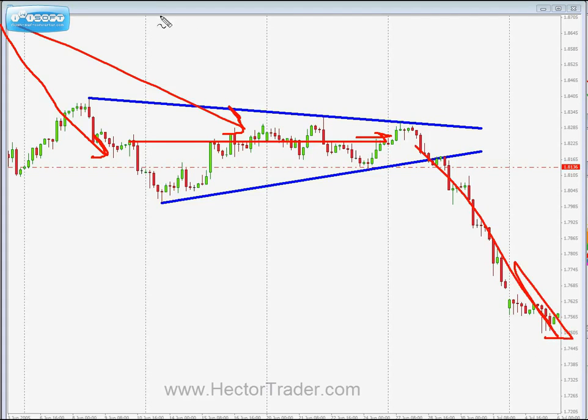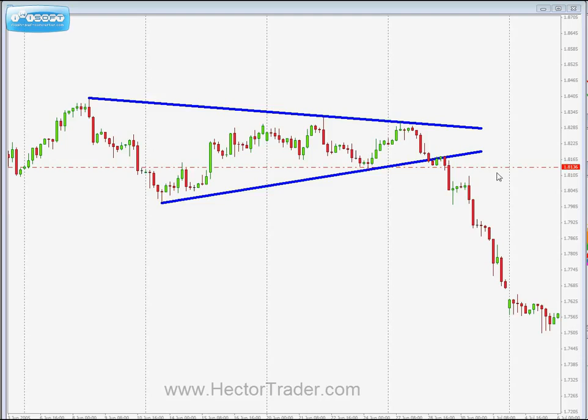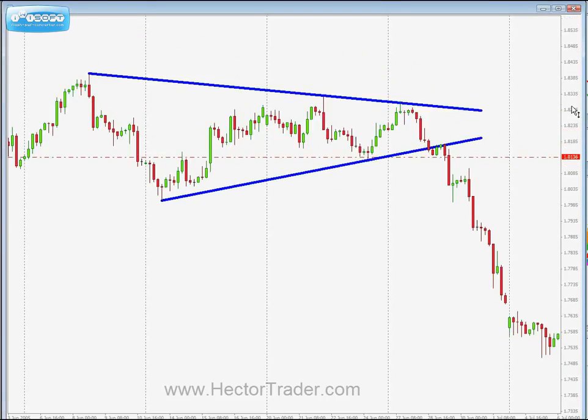The overall market sentiment is to the downside. That's the first reason why you are stacking the odds in your favor: you are trading in the direction of the main trend. Second, you are trading a breakout in the direction of the main trend. You are not just taking a trade out of the blue. You are entering a breakout in the direction of the main trend.